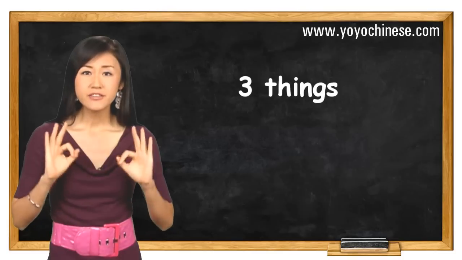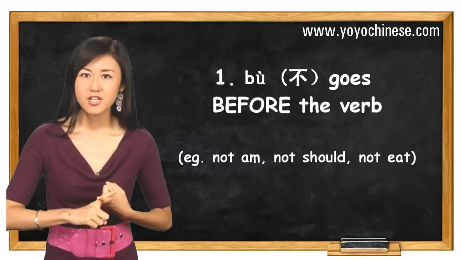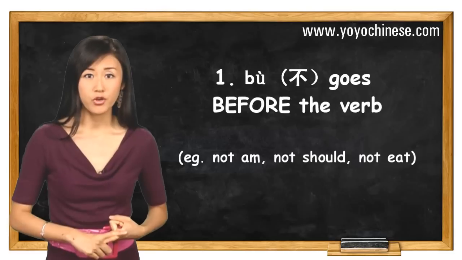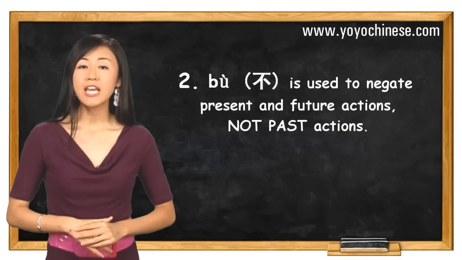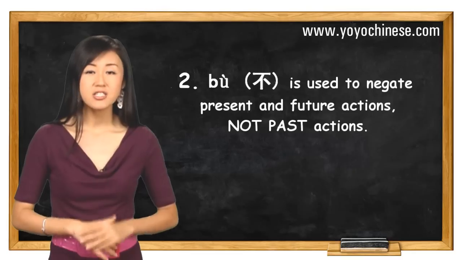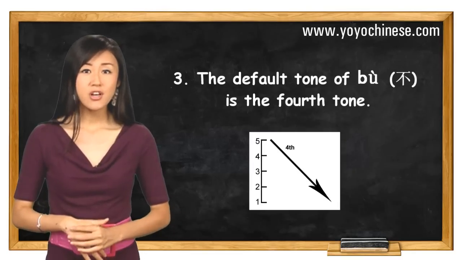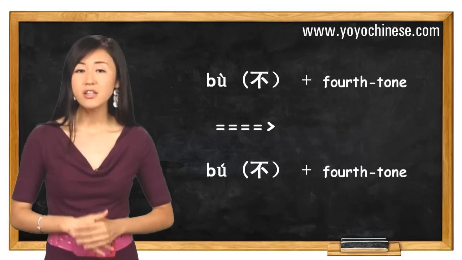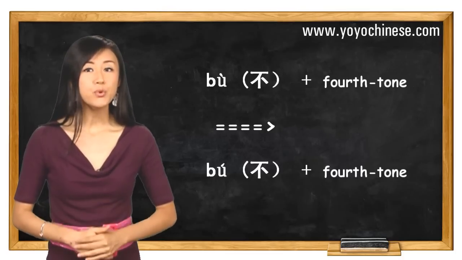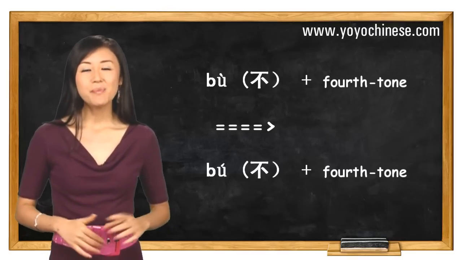Alright, now let's do a quick review. There are three important things about 不. First, 不 goes before the verb. Second, 不 is only used to negate present and future actions, not the past actions. And third, the default tone of 不 is the fourth tone, unless it's followed by another fourth tone sound, and then 不 changes to a second tone. Okay, that's all about 不.